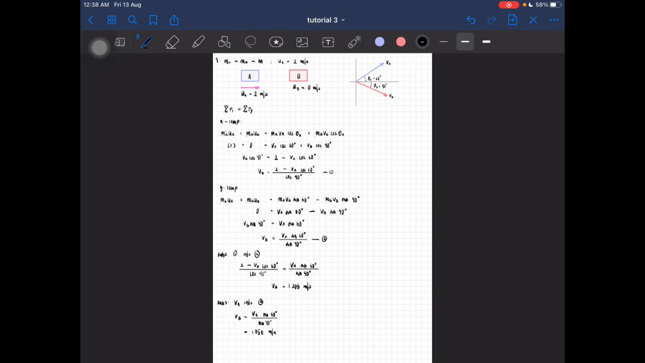Always remember that if there are two unknowns, such as here, where we have to find VA and VB, we always need to use two equations. We have to do substitution in order to obtain the values. Right, so that is our question number 9.